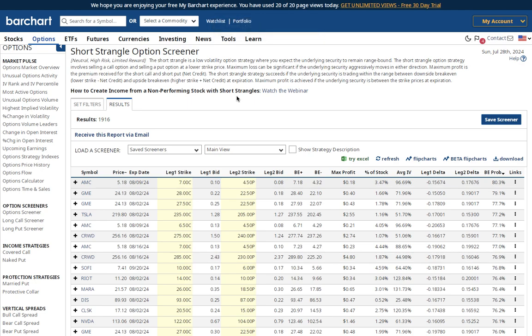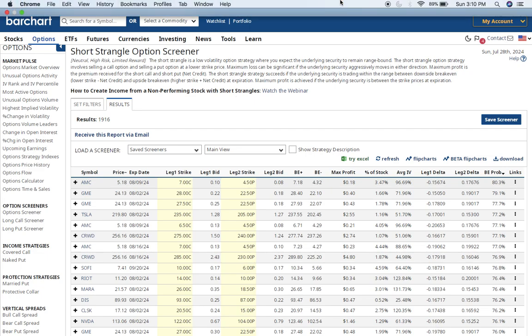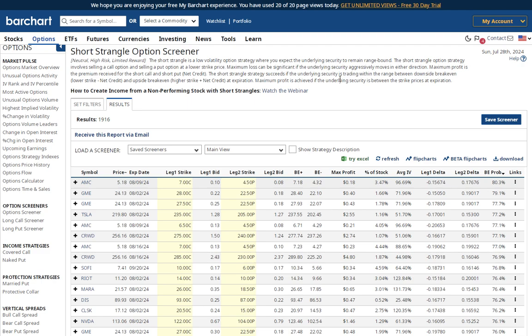I have a story for you. A tale of two option screens, if you will, because this is a pretty monumental day for the entire world of investing and trading, in my opinion.